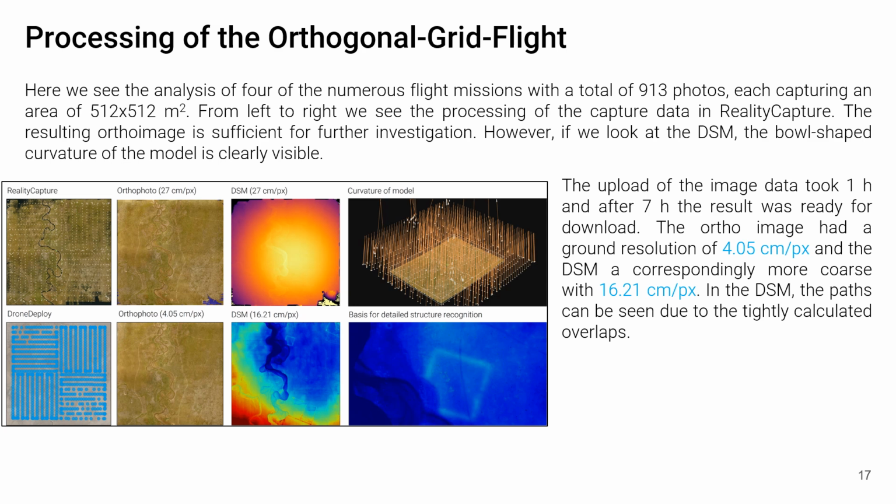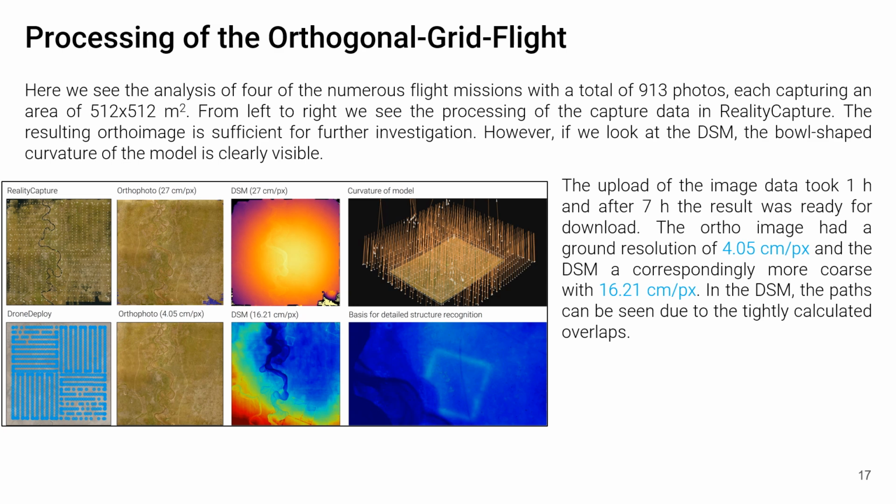Here we see the analysis of 4 of the numerous flight missions with a total of 913 photos, each capturing an area of 512 times 512 square meters. From left to right, we see the processing of the capture data in RealityCapture. The resulting ortho image is sufficient for further investigation. However, if we look at the DSM, the bowl-shaped curvature of the model is clearly visible. One reason for this is the tight overlaps and some erroneous camera positions.